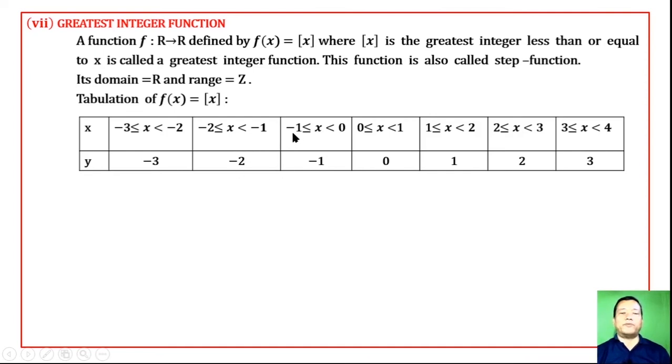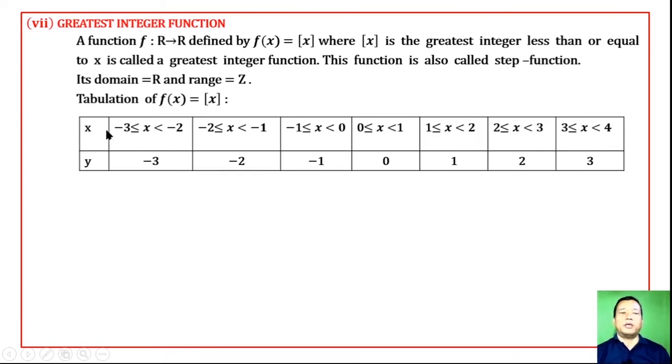When x is lying between -1 and 0, including -1, excluding 0, the outcome is always -1. When x is lying between 0 and 1, including 0, excluding 1, it is 0. When x is lying between 1 and 2, including 1, excluding 2, the value is 1. When x is lying between 2 and 3, including 2, excluding 3, it is 2. When x is lying between 3 and 4, including 3 and excluding 4, the value is 3.